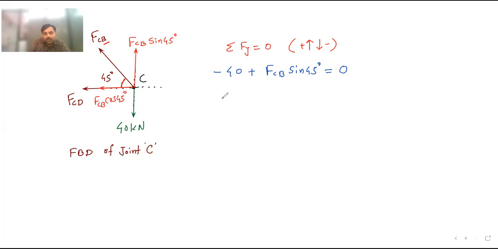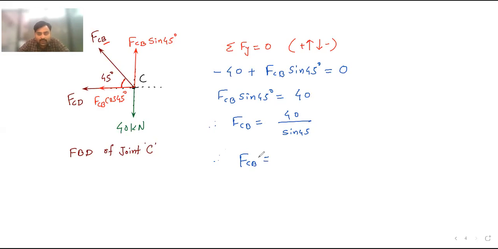Now if I send this 40 to that side, what do I get? FCB sine 45 degrees is equal to 40 plus 40. Therefore FCB is equal to 40 divided by sine 45. What is the answer for FCB? It is 56.56, and it is in kilonewton because the 40 is given in kilonewton. So forces are in kilonewton.